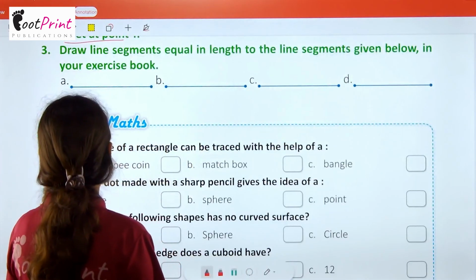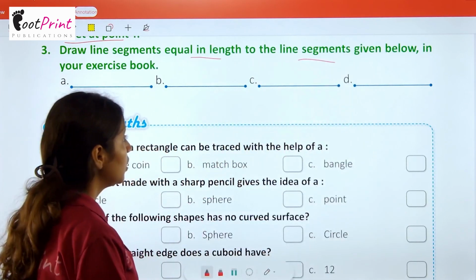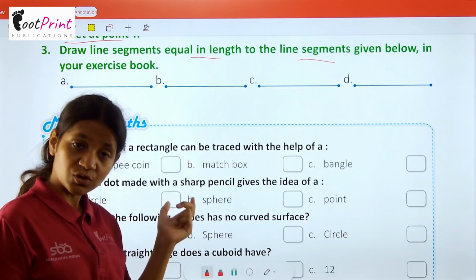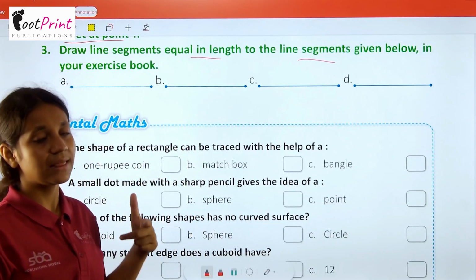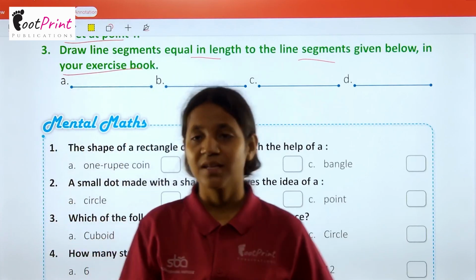Now we have the question number 3. Draw line segments equal in length to the line segments given below. So you have to measure them and draw lines of the same length in your exercise book. Okay, so this is how you will do this exercise.